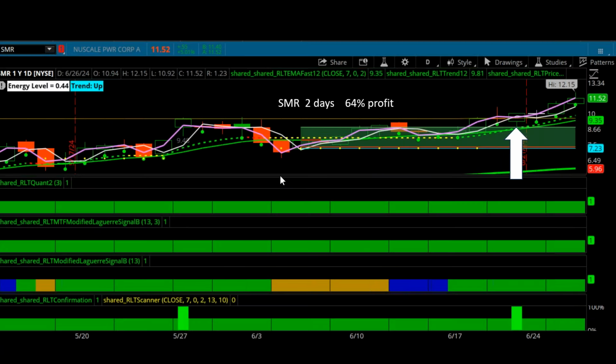Okay, so these are more of the current ones. This is the SMR that I was telling you about that we just took a nice profit in. Wednesday, I think. I can't remember. Anyway, we were in this for 2 days and we took 64% profit.